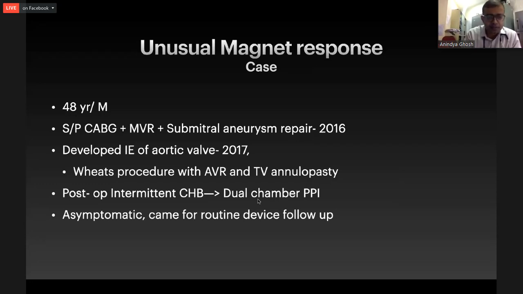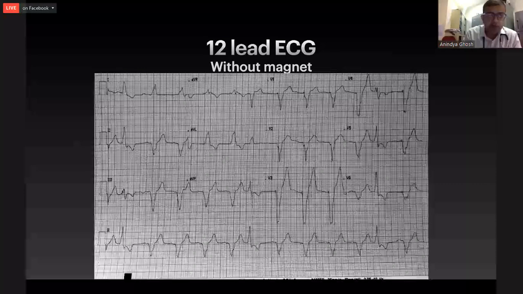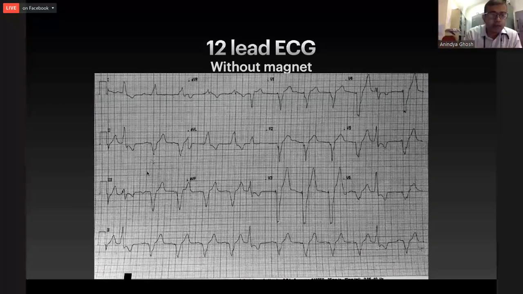Since then, he has been asymptomatic and came just a month back for a routine follow-up in our device clinic. Now, as a protocol in our institute, for every patient who comes to a device follow-up, we do a 12-lead ECG without and with magnet. So this was the ECG without the magnet. It is a 12-lead ECG showing an RV apical paced morphology, as exemplified by QS in 2, 3, aVF and an LBBB configuration in lead V1, along with an A-paced V-paced rhythm at a lower rate of 70 beats per minute.